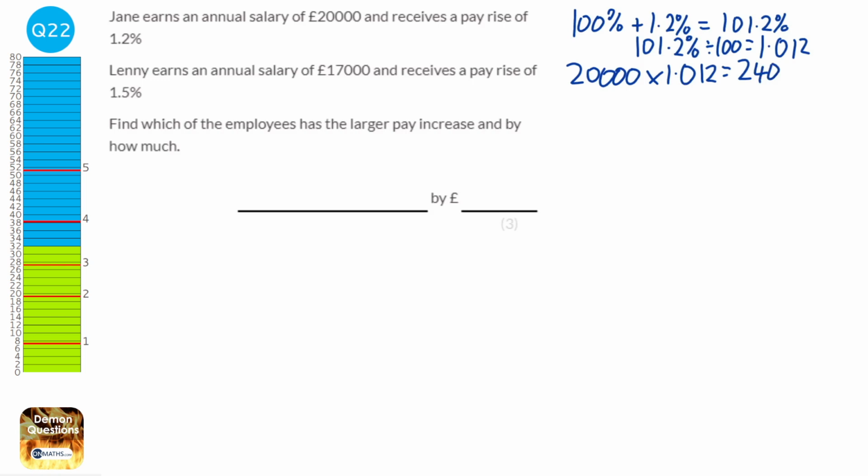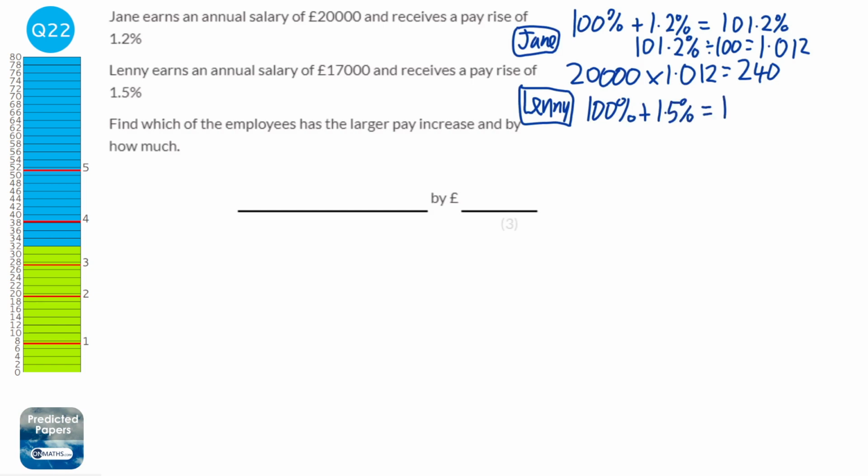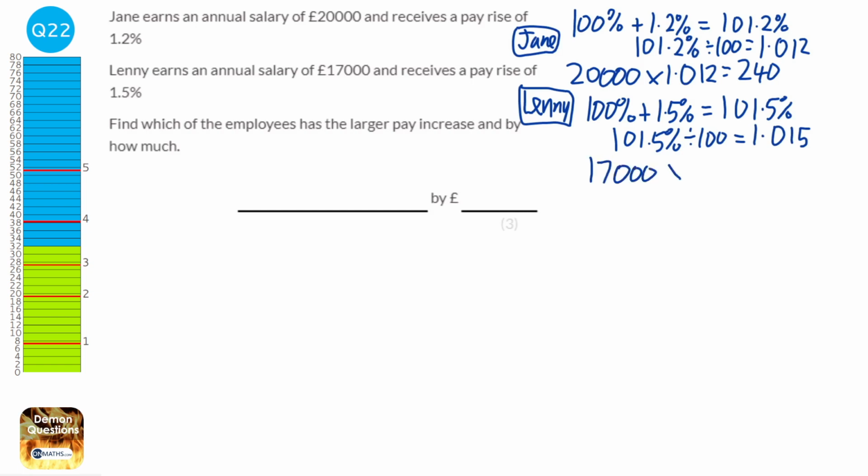Next we do the same for Lenny, so that is Jane, and so let's do Lenny. So that's 100% plus the 1.5%, which will be 101.5%. We divide that by 100, which gives us 1.015. And then finally what we do is we get the 17,000 times it by the multiplier. And when we do that, we get 255.